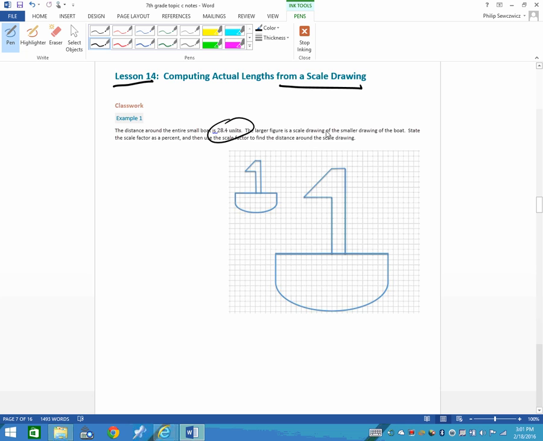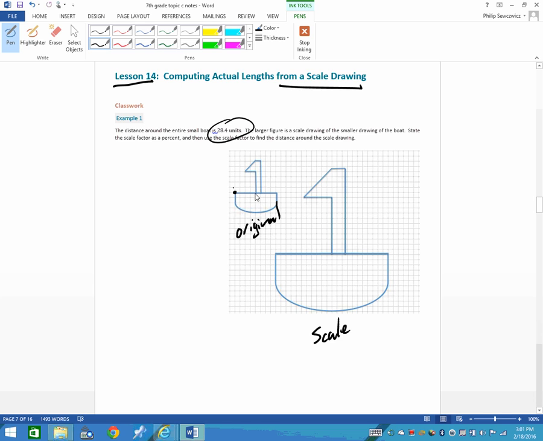The larger figure is a scale drawing of the small one. So this guy is the scale drawing, which makes this guy the original that we're looking at. Again, that's important when we set it up to find our scale factor. State the scale factor as a percent, and then use the scale factor to find the distance around the scale drawing. As long as we match up, we can grab whatever distance we want. I could grab this entire line, or this entire line. I'm not going to grab one that's on a diagonal. I'm just going to count how far it is from here. Take a moment, count up those spaces.